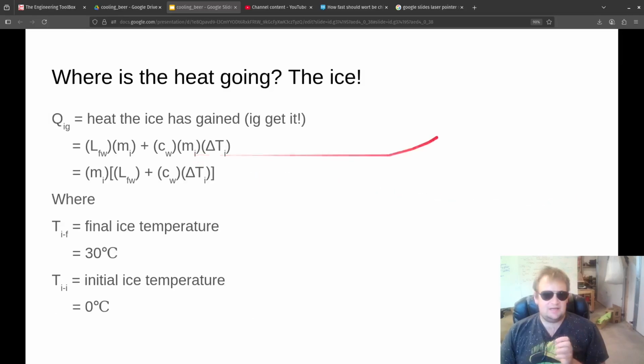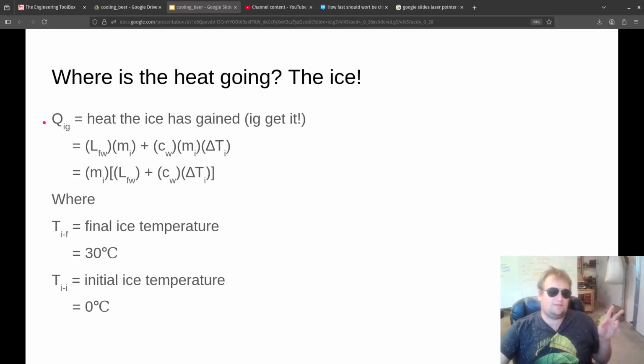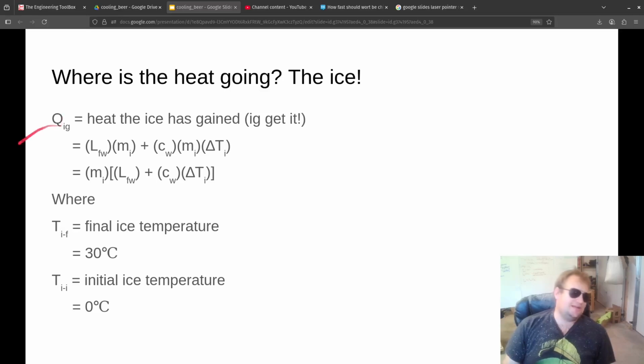Okay, let's move to the next slide. Now we need to figure out the other end of the equation, where the heat is going, which is obviously into the ice. I named this QIG, which stands for heat the ice's gain, so you get it, the IG. And that is equal to the latent heat of fusion of water, right there, times the mass of the ice, which is our unknown, what we're targeting, plus the specific heat of water, the mass of the ice, and the delta T of the ice.